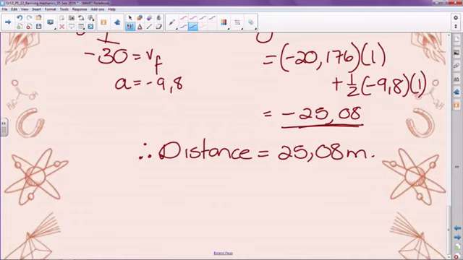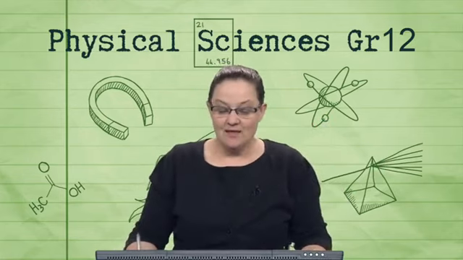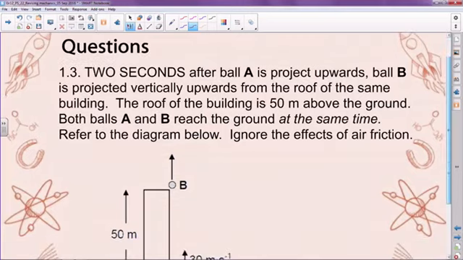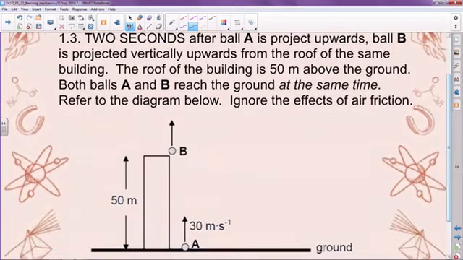Oh, but now we get to the fun question. I can hear the groans. It's all right. So now it says to you, 2 seconds after ball A is projected upwards, ball B is thrown vertically upwards from the roof of the same building. The roof of the building is 50 meters above the ground. Both balls reach the ground at the same time.